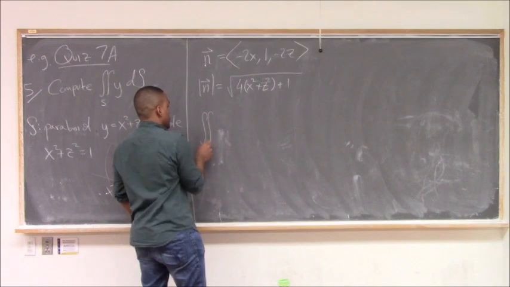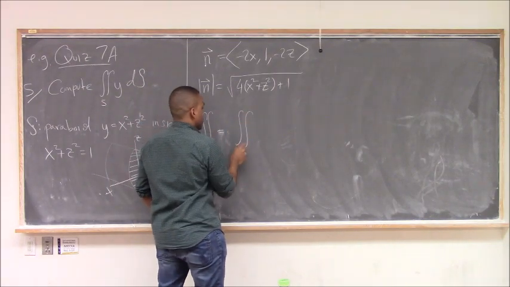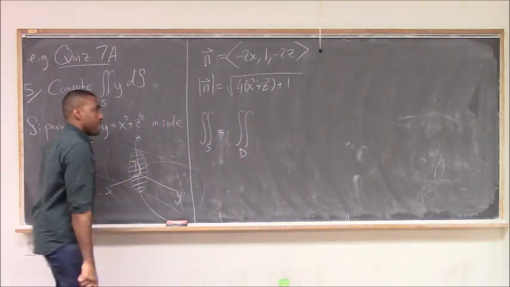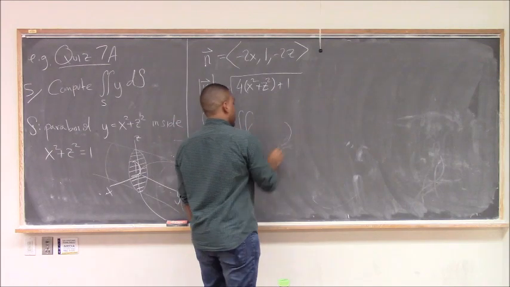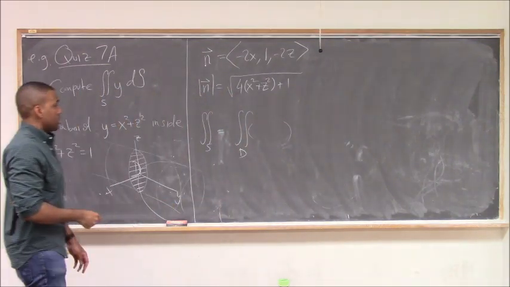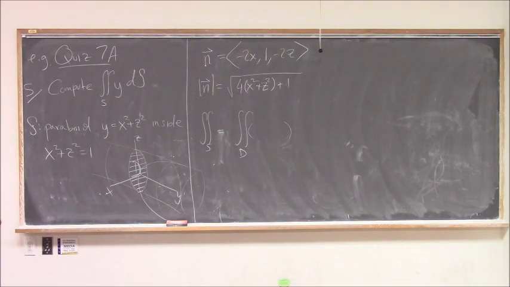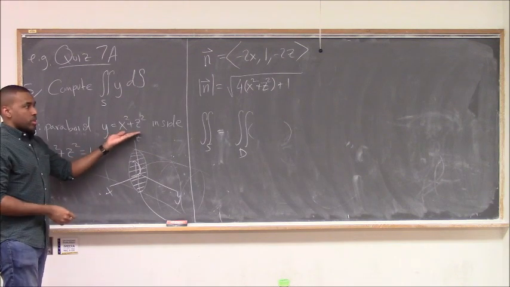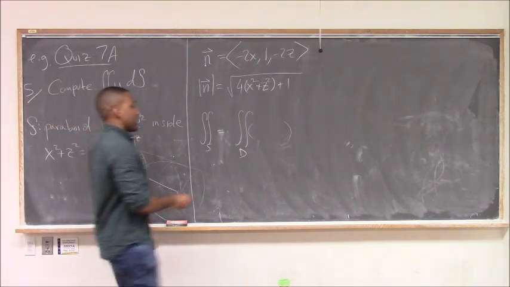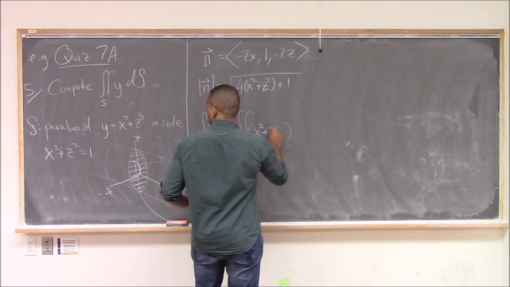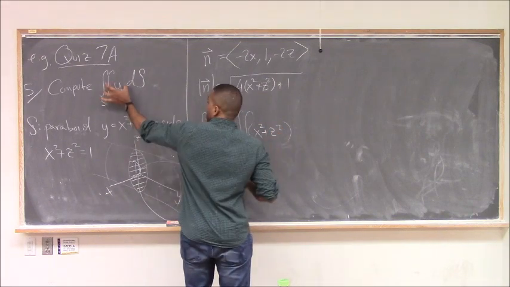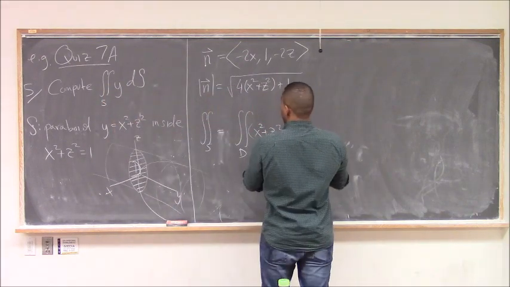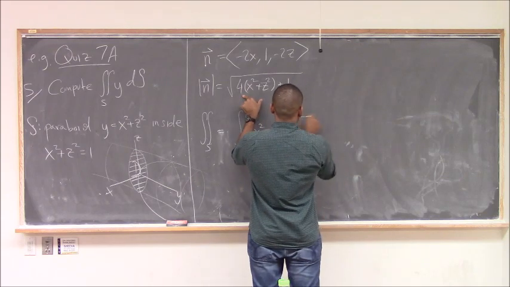So now the surface integral over S is going to be the double integral over D, where D is this guy, of y. So what do I write down? x squared plus z squared. You have to replace it with the variables that you're projecting into. So my y is actually x squared plus z squared. So I put that in, times the magnitude of the normal, which is this.